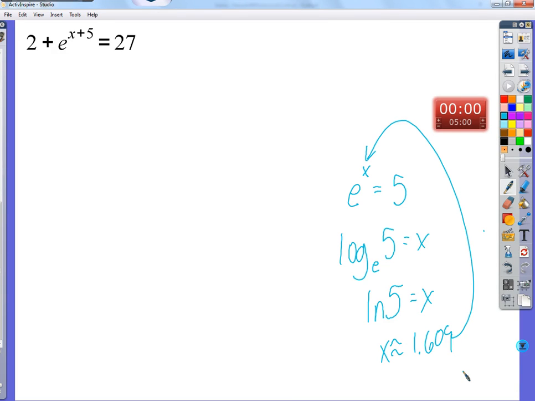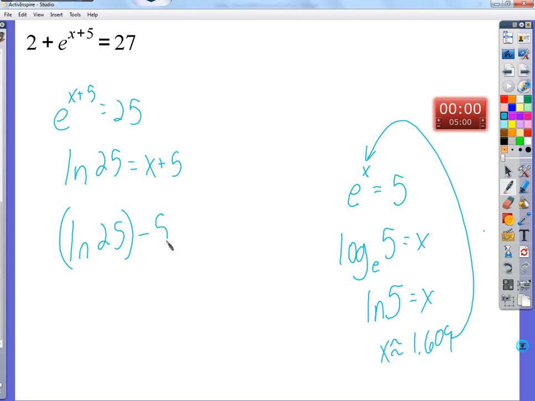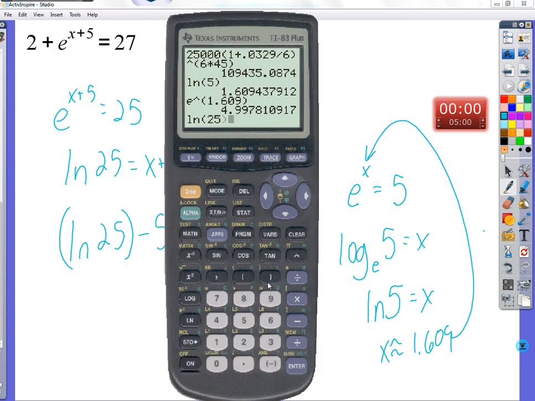So if we can get it to this stage and then rewrite it using the natural log, let's look at that here. What can we do to get it to that point? Subtract 2 on both sides: e to the x plus 5 equals 25. Now it looks a lot like this, it's just that the exponent has more in it. But let's see what happens. Let's rewrite this in logarithmic form. What would that look like? The natural log of 25 equals x plus 5. Get x by itself: subtract 5. The natural log of 25, whatever that is, minus 5, that should give us x. Make sure you close those parentheses before you subtract 5. x is negative 1.78.